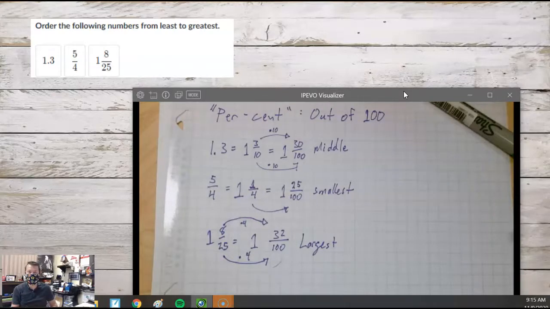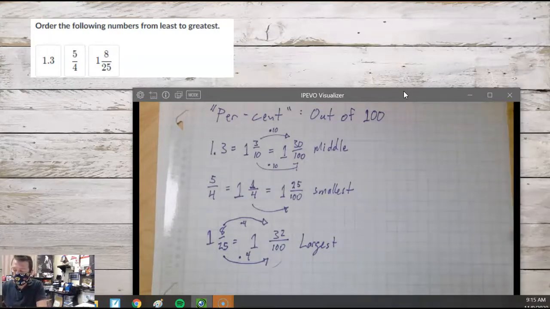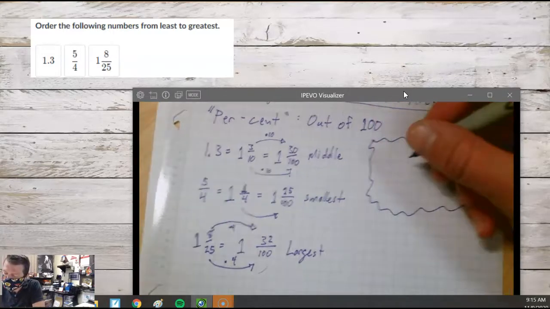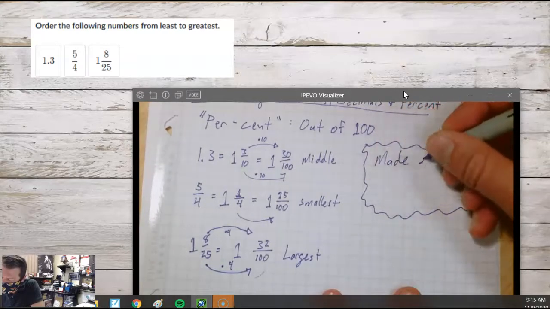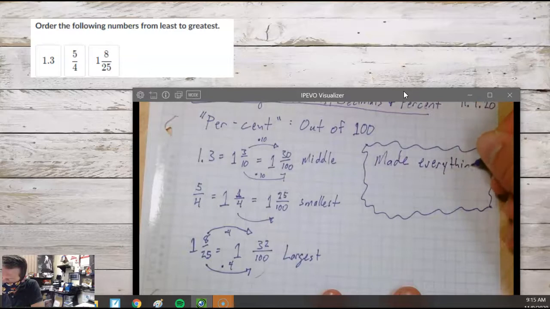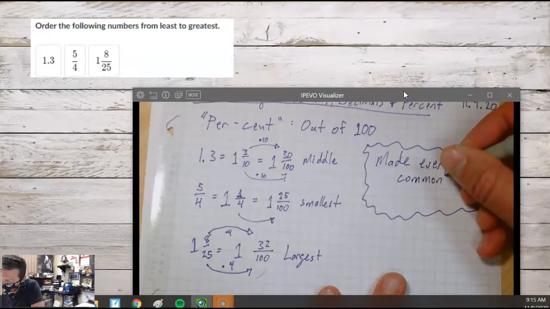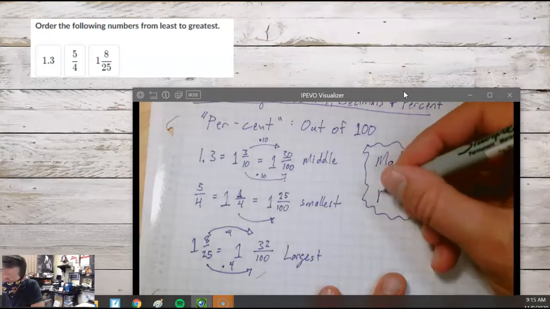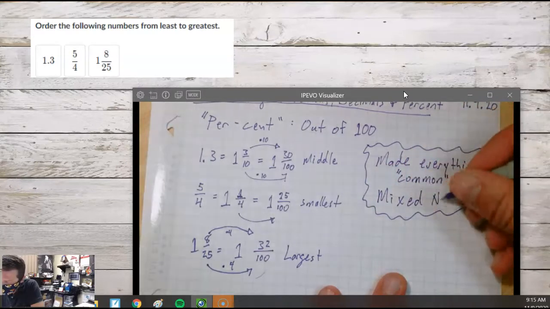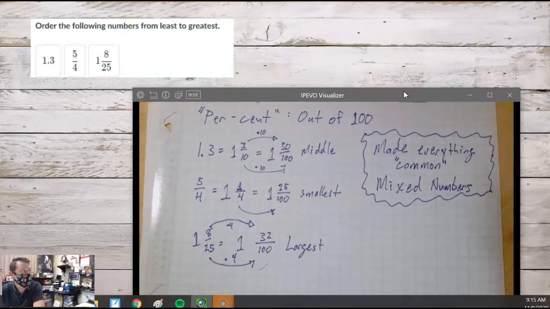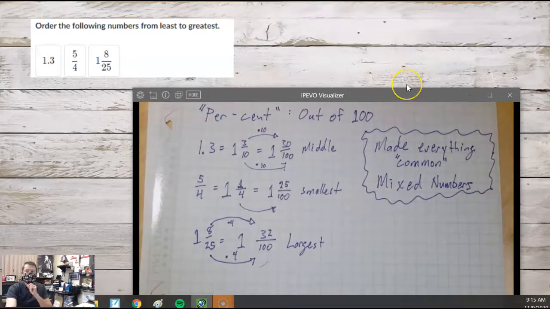In each of these situations, we're probably going to choose something different to have be the common thing here. So what we did here was we decided to make everything mixed, right? So what we did here was we made everything common by making it mixed numbers. And then we did common denominators of 100. Any questions on that one?